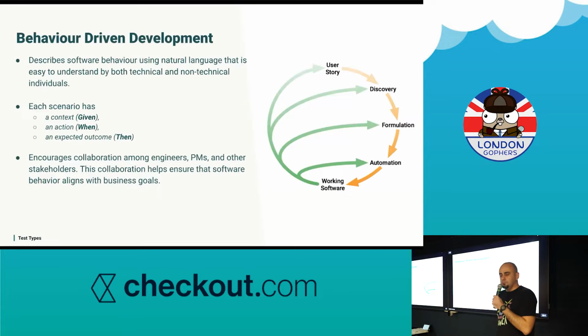And then very quickly on behavior-driven development, in case you're not familiar with it, this basically describes your software behavior using natural language like English. And that is easy to understand both by technical and non-technical individuals. What you have here is for each scenario use case, you've got a context given, which is, say, given I've got a promotion set up for a restaurant, an action, when I call my promotion service, and an expected outcome would be then I receive a promotion as response. This basically encourages collaboration among engineers, product managers, and other stakeholders. And this collaboration helps ensure that software behavior aligns with business goals.